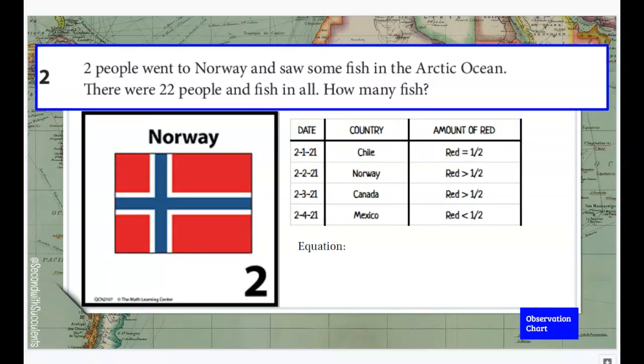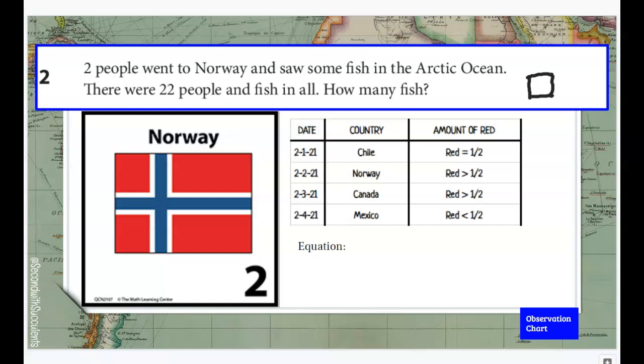Erase your boards so you're ready to write your next equation. I'll read this once. Listen for the first time. 2 people went to Norway and saw some fish in the Arctic Ocean. There were 22 people and fish in all. How many fish? Think about what the problem is asking you to do. What should your equation look like? Remember, instead of writing the answer, you're putting a box where the answer should go, just like this.